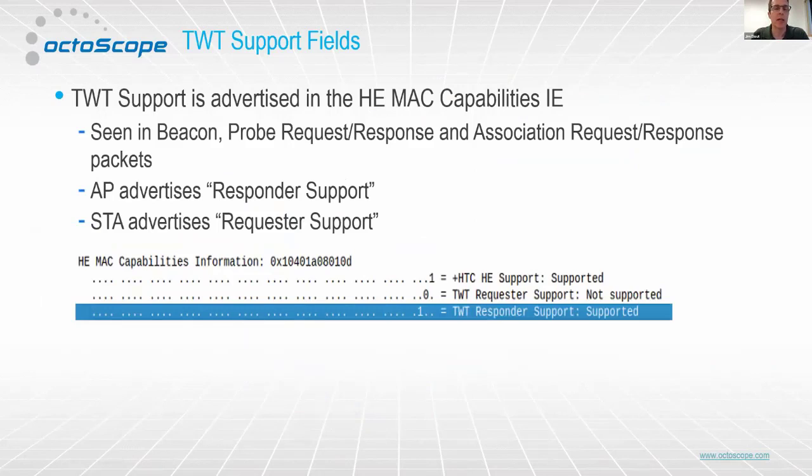So if we can just get a capture of an association request and response, we can examine the beacons, the probe request and response, the association request and responses. And we want to check the HE MAC capabilities information field. That's where we're going to see about TWT requester or responder support. So the picture we have here is from an AP that's advertising that it's a responder.